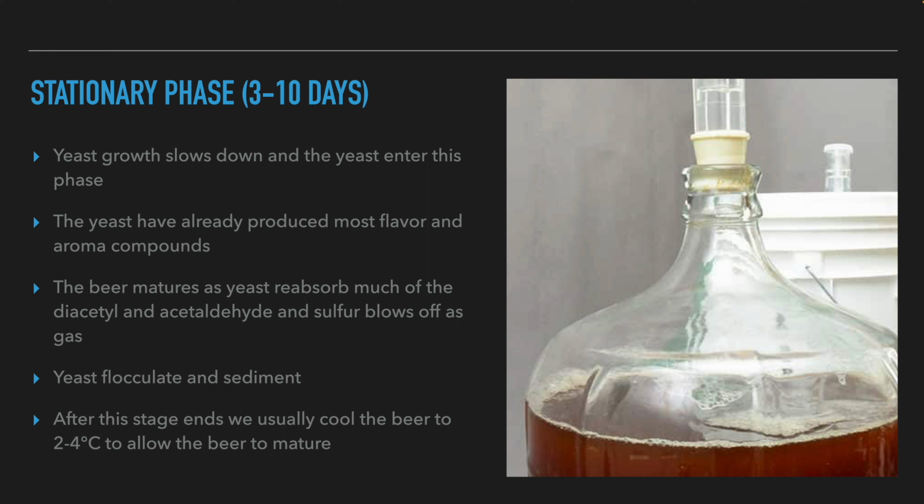At this phase, the yeast also undergoes flocculation and sinks. At the end of this stage, we cool the beer down to 2 to 4 degrees to stop the biological activity and allow the beer to mature.